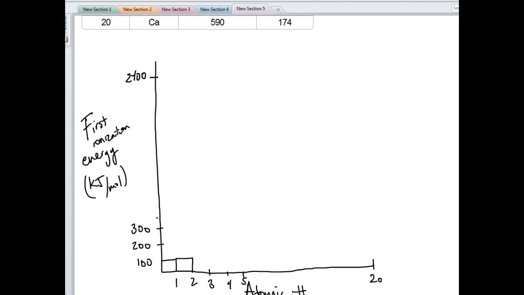at the top. So we're going to go by hundreds on the vertical axis, and we're going to go by ones on the horizontal axis. And then we're going to graph these values here.